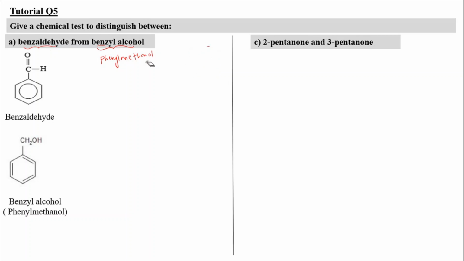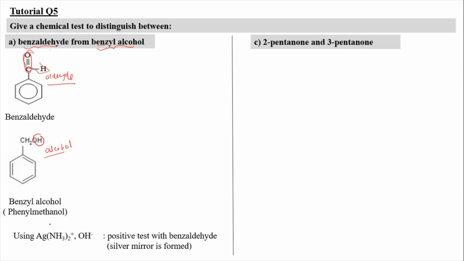Okay, so now we need to give a chemical test in order to differentiate between benzaldehyde and benzyl alcohol. You know that benzaldehyde is an aldehyde. It has the carbonyl group attached with hydrogen, so it is an aldehyde. Meanwhile, benzyl alcohol has a hydroxyl functional group, so it is an alcohol. So in order to differentiate between aldehyde and alcohol, we can do a Tollens test. The Tollens test will give a positive result on the aldehyde.